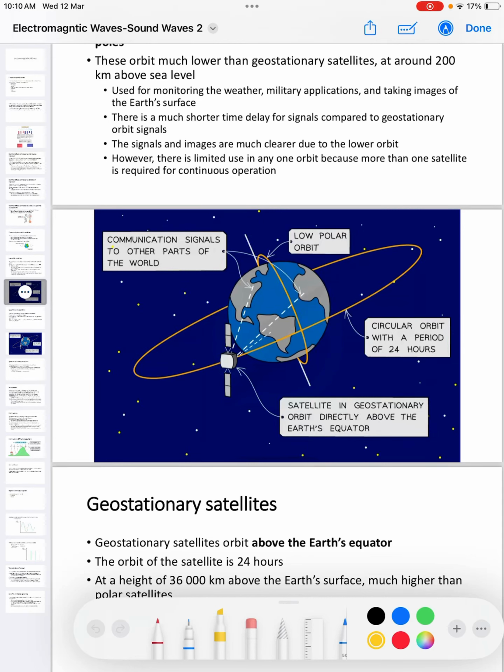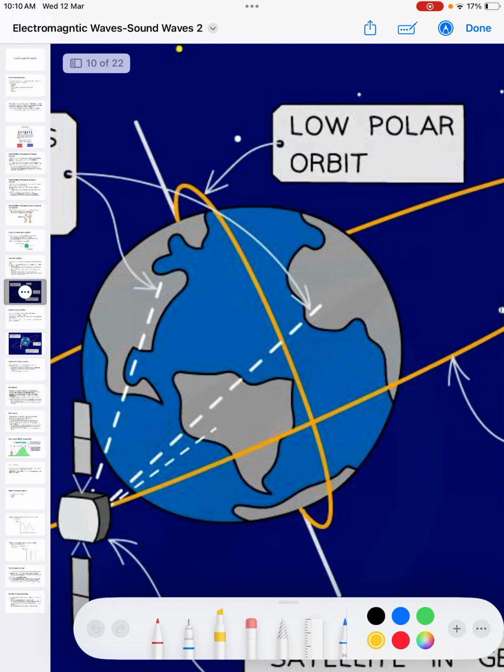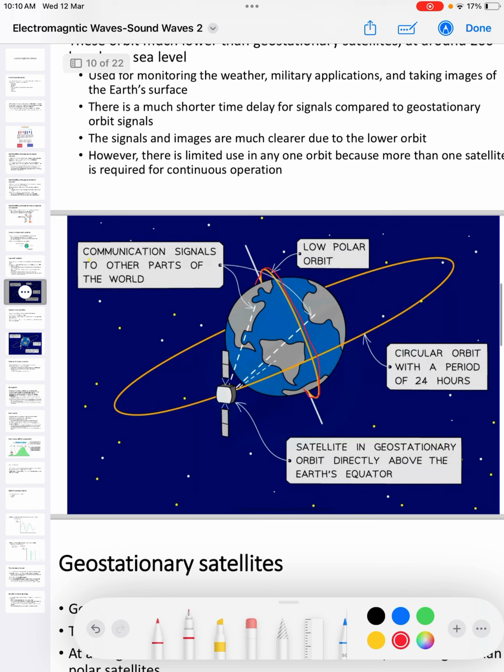Okay, we continue with the low orbit satellites. As you can see again, by considering this orbit here, that is a very low orbit. Compare that with the geostationary orbit, which is a very high orbit.